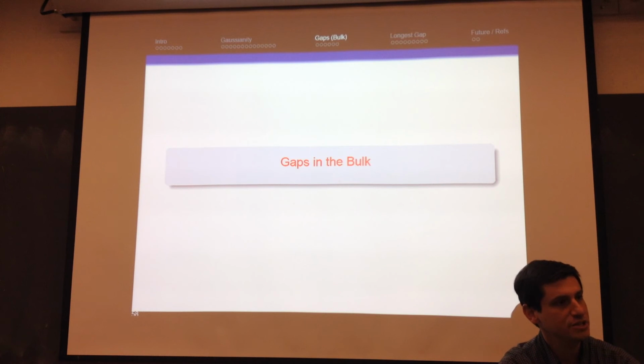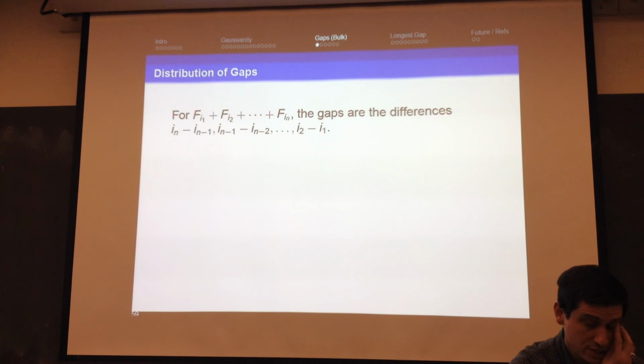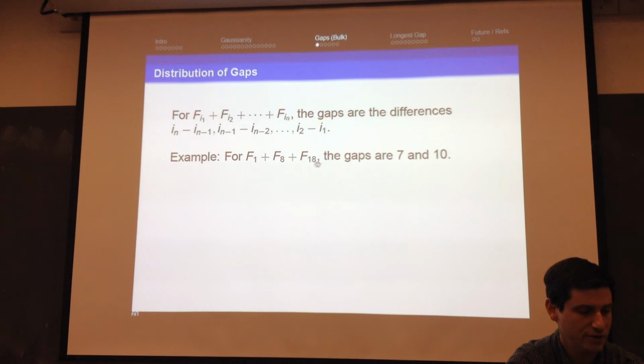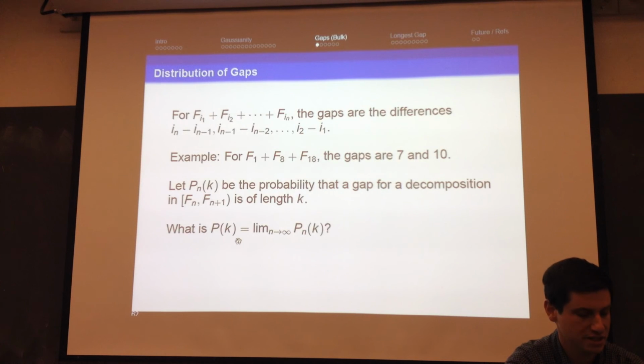Alright, so I want to take another 2 or 3 minutes and then just quickly do some stuff about gaps in the bulk, and then I'll give the rest of the time to doing the SES. So let's look at the distribution between gaps. So the gaps are going to be the differences between adjacent terms. So it'll be i_n minus i_{n-1} all the way down to i_2 minus i_1. So if I have this as my decomposition, I would have a gap of length 10 and a gap of length 7. Let P_n(k) be the probability that I have a gap of length k. And I'm going to allow n to vary over all numbers. And I want to know, does the limit exist?